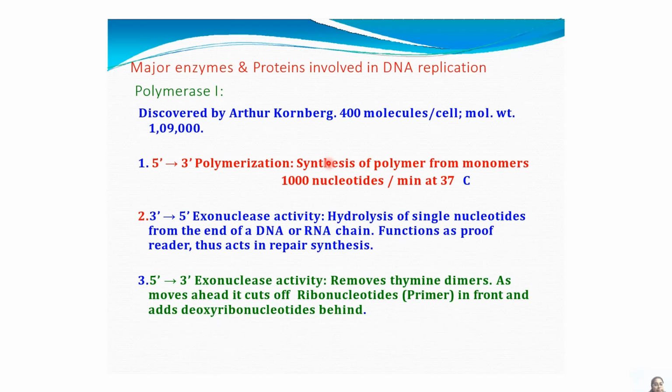So what are the major enzymes and proteins involved in DNA replication? That is polymerase 1. Discovered by Arthur Kornberg. There is a 5' to 3' polymerization, that is synthesis of the polymers from monomers in one direction, 5' to 3'. 3' to 5', the exonuclease activity or the proofreading activity comes into play. So hydrolysis of single nucleotides from the end of a DNA or RNA chain. It functions as a proofreader, thus acts in repair synthesis. 5' to 3' exonuclease activity is there. It removes thymine dimers. As it moves ahead, it cuts off ribonucleotides in front and adds deoxyribonucleotides behind.